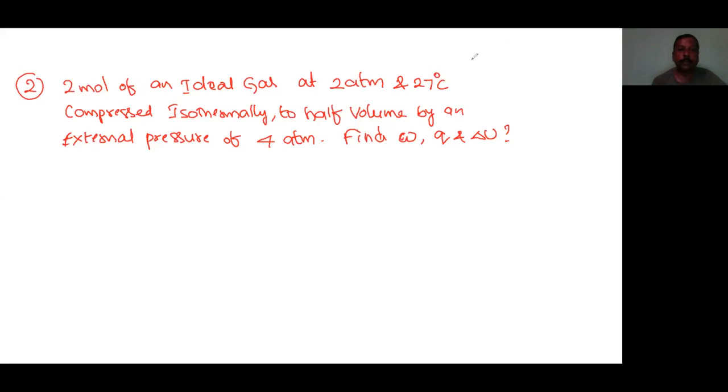Okay, next question: 2 moles of an ideal gas at 2 atmosphere and 27 degrees Celsius is compressed isothermally to half its volume by an external pressure of 4 atm. Find work done, Q and delta U. See, there are a lot of twists in the question. You have to solve them very carefully, otherwise listen to my complete detailed explanation.